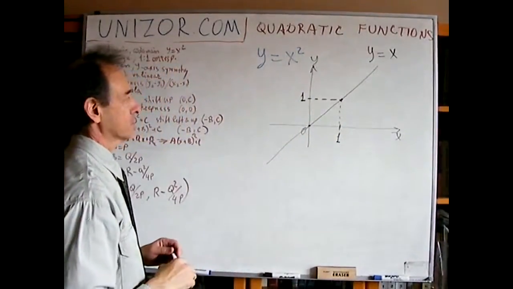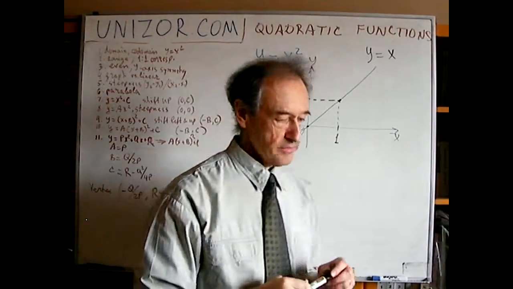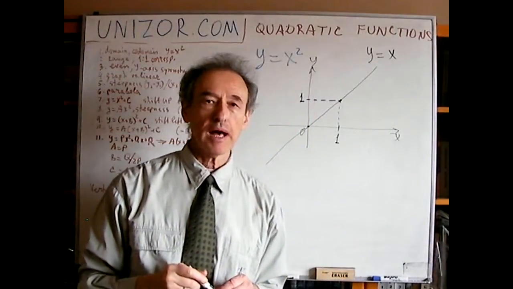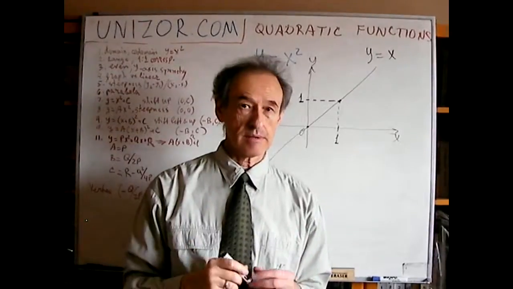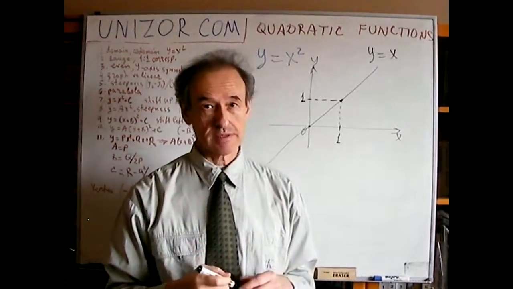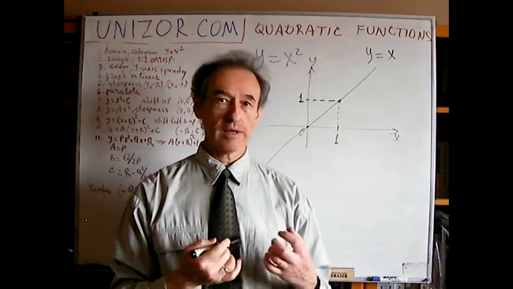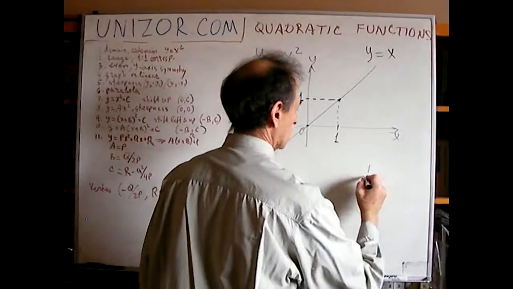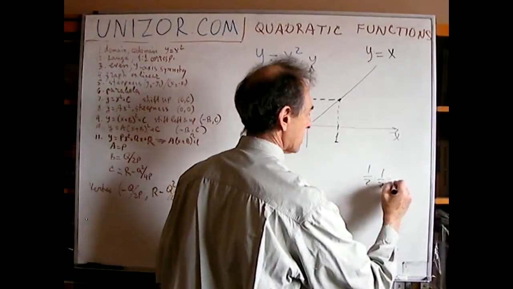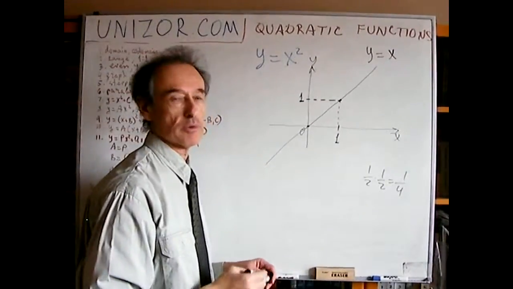Let's think about it. If you multiply a value which is less than 1 by itself, which is also less than 1, you will make it smaller, right? For instance, 1/2 times 1/2 is equal to 1/4. So the result is smaller than the argument.